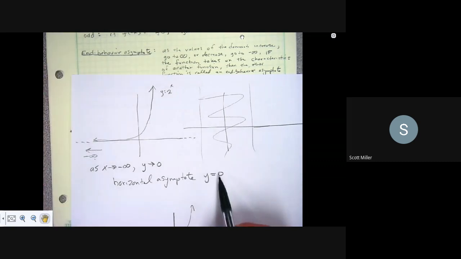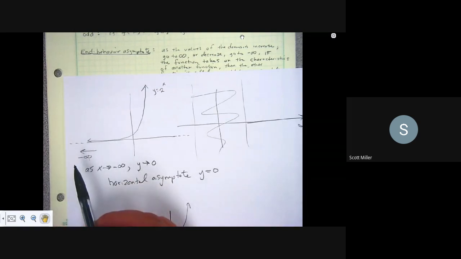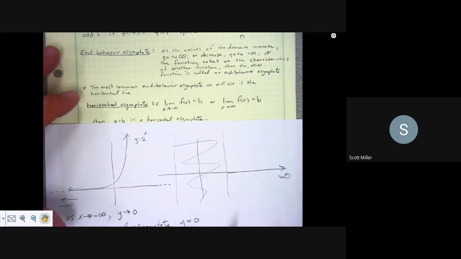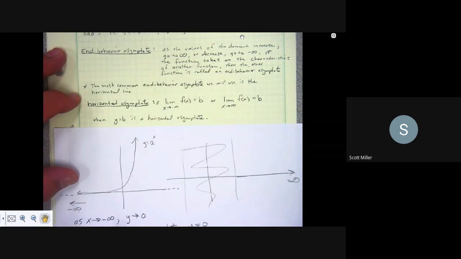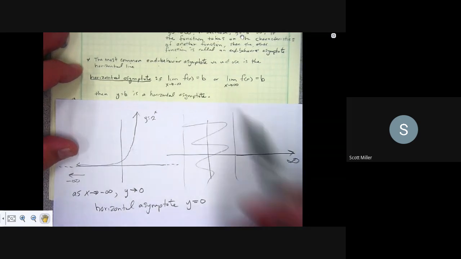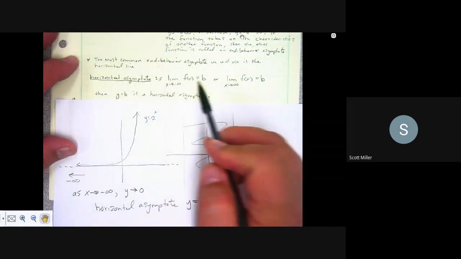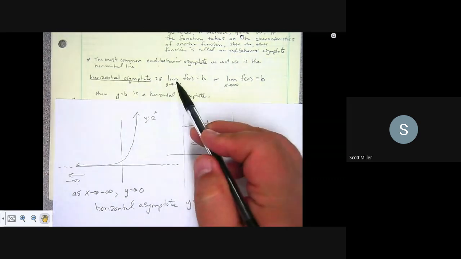Far out enough, this graph right here just looks like the horizontal line y equals 0. Now, here's the notation the book is going to use. This is some old school stuff you might have done back in Algebra 2. I'm not sure what you did in Algebra 2. This is using what's called a limit definition. Don't panic. Let me explain how it works.